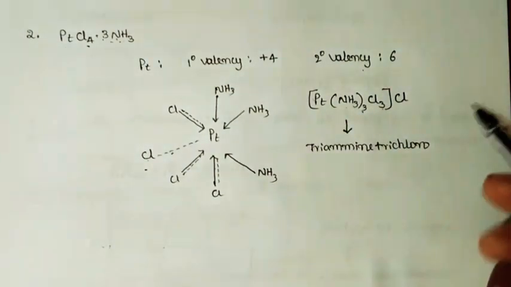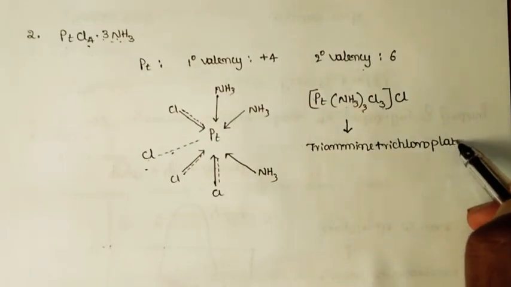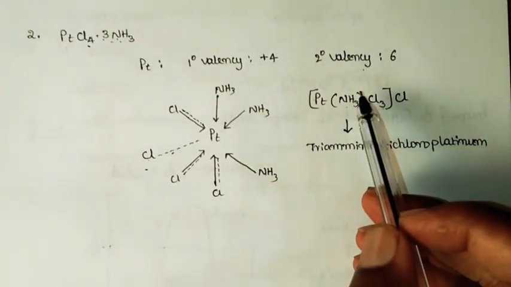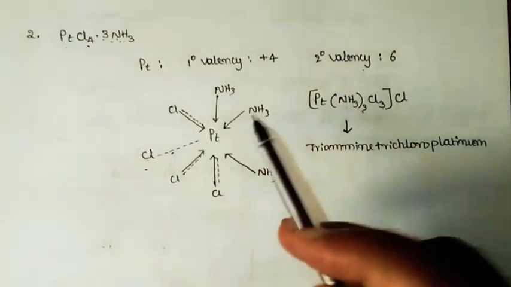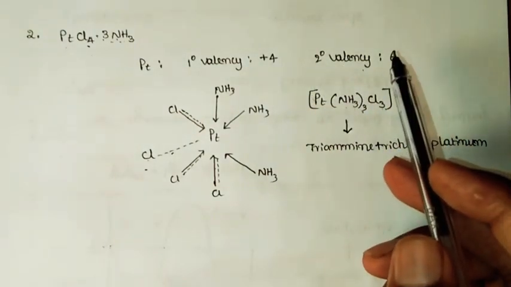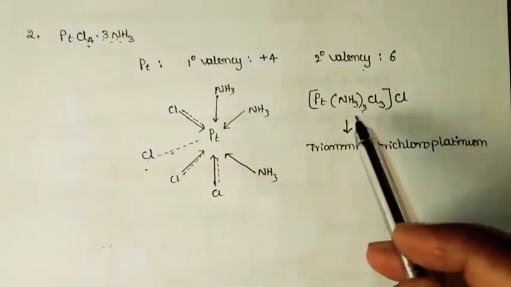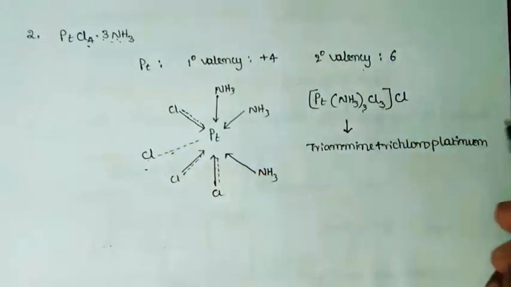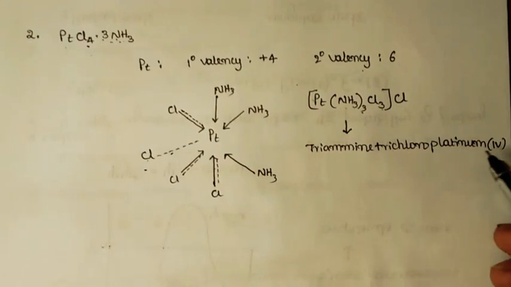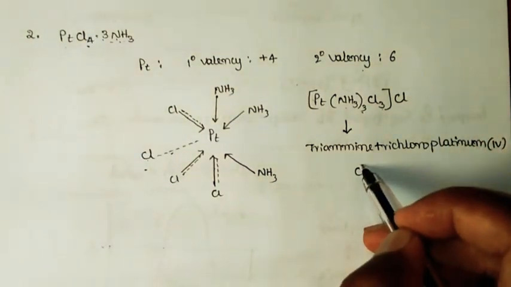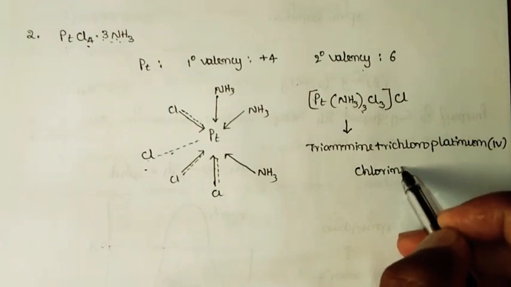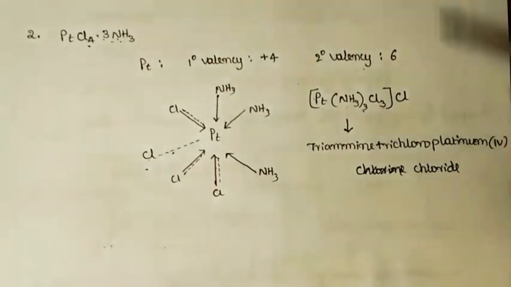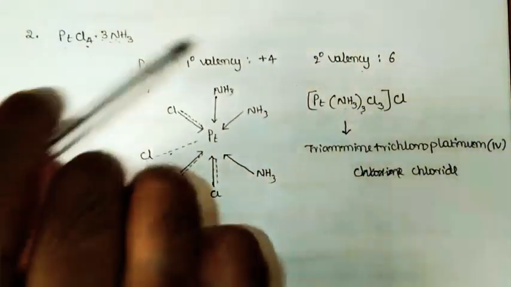So now we have to say the name of the central metal ion, platinum. Since the coordination part is a cation, no need to say platinate. When the complex is an anion, then we should end the name of the central metal ion with the suffix ate. But here it is not the case. So we can retain the name of the central metal ion as it is. And the primary valency is 4, so we should write it in the form of a Roman numeral. At last we should say the ionic part, that is chloride. So that is the IUPAC name of this particular compound.